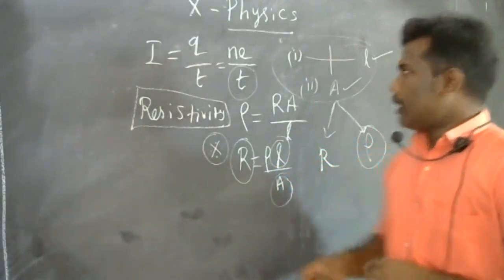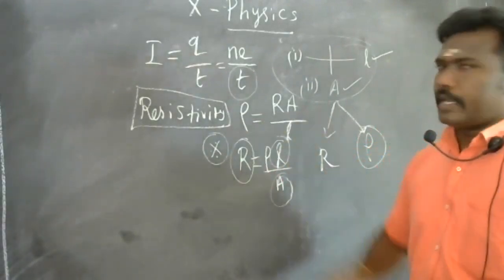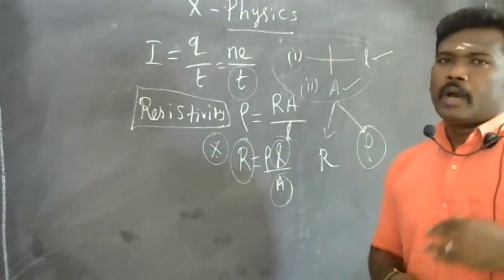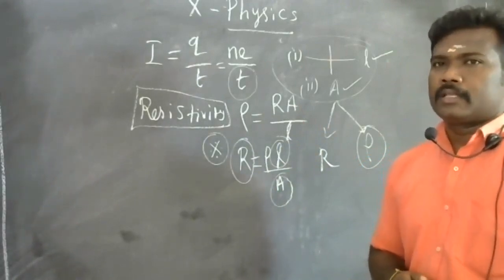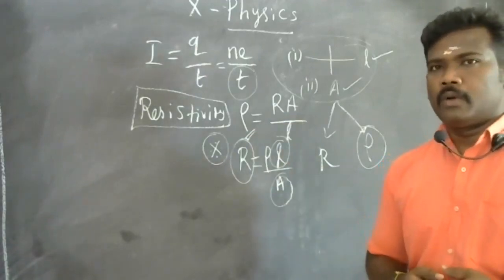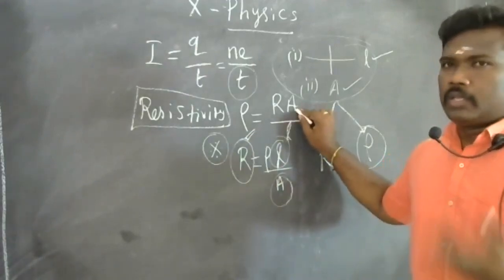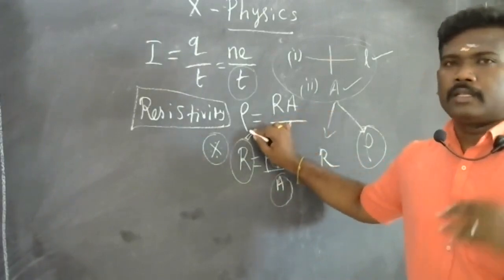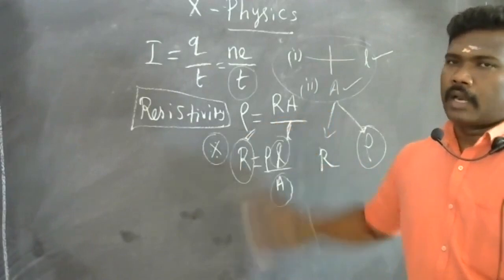Note this one. We know the formula: rho is equal to RA by L. So easily, if you are changing the length or the area of cross section, we can apply the formula rho is equal to RA by L. So if the area is twice, there is a possible answer for this question: resistivity is also twice. So it is a wrong answer.